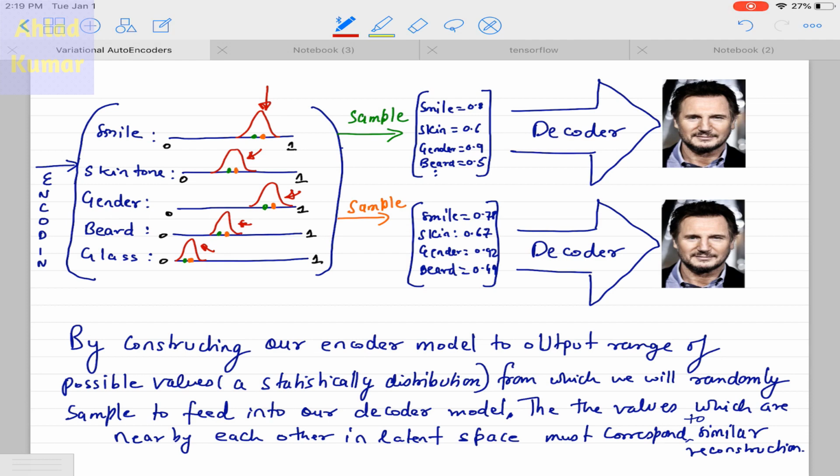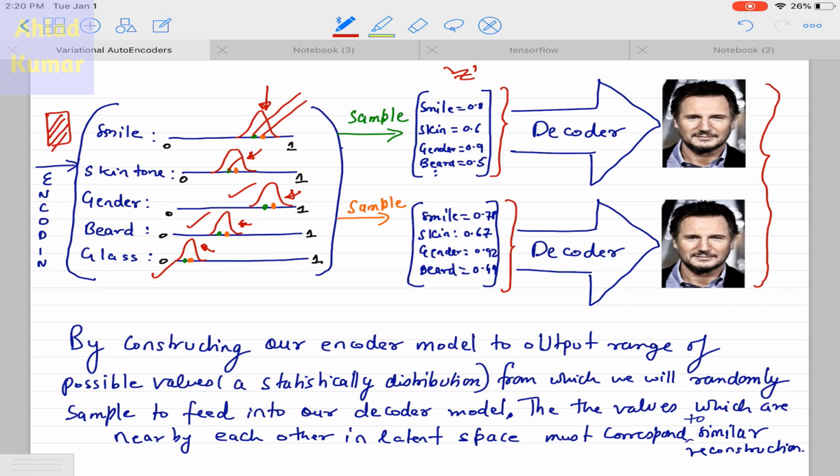If you sample from this Gaussian distribution, let us say we sampled the green and the orange one, you can observe that these samples are very close to each other. Similarly, if we sample the skin tones, gender, beard and glasses, then we will come up with two sets of feature vectors for the z latent variable. One feature vector corresponds to the green sample and the other corresponds to the orange sample. Once we feed these into the decoder model, it will generate these two faces, which you can see are the same faces that we encoded from the input side.